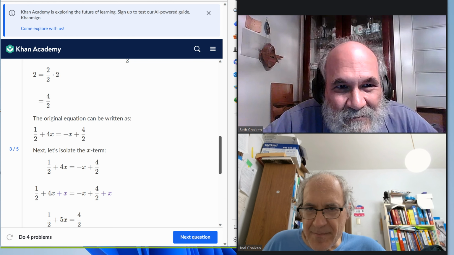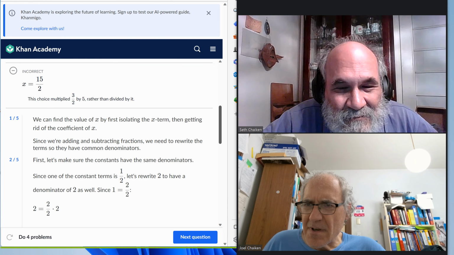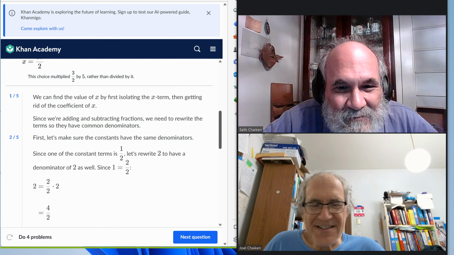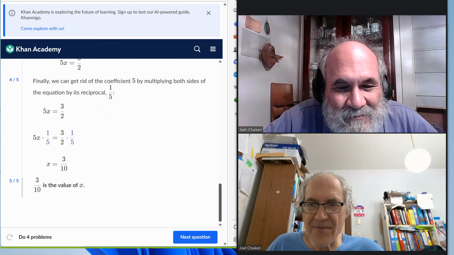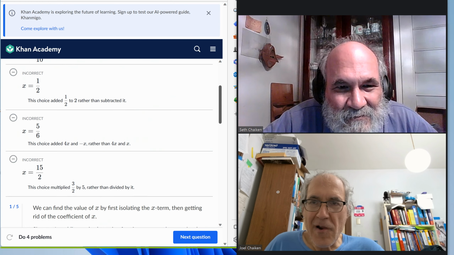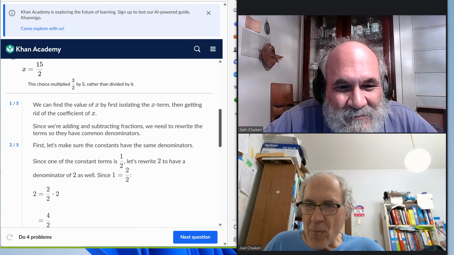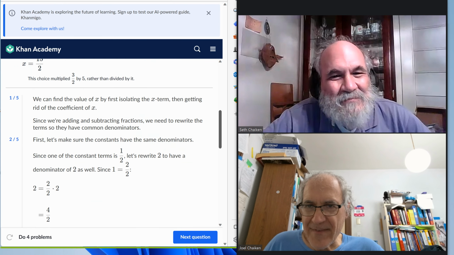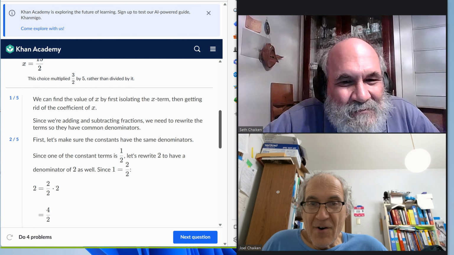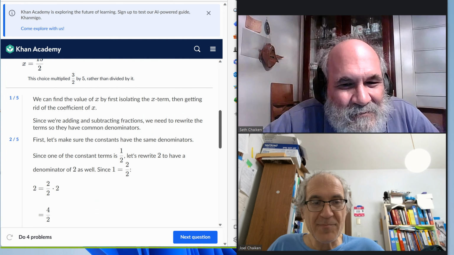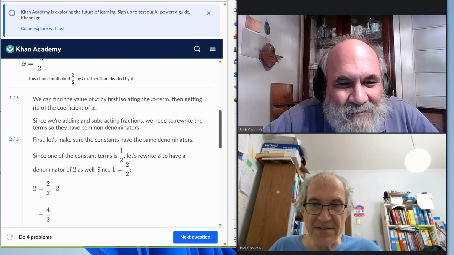So this is the step-by-step solution. Okay. Oh wow, look at that. This time they give you the steps. 1 of 5, 2 of 5, 3 of 5, 4 of 5, 5 of 5. That's a little new. Okay. 1. We can find the value of x by first isolating the x term, then getting rid of the coefficient of x. Wow, so this is good. They're starting to show an approach now, as opposed to the other answers.